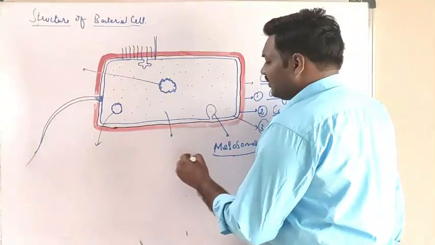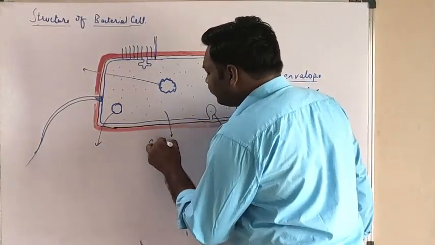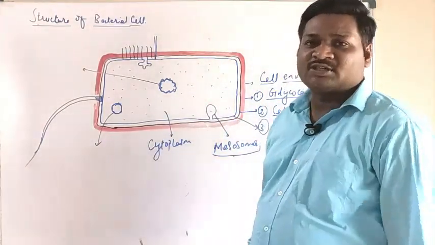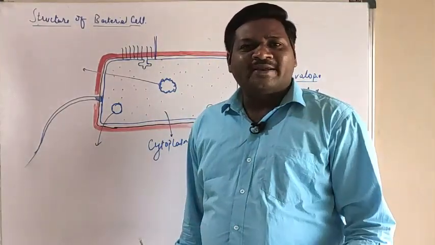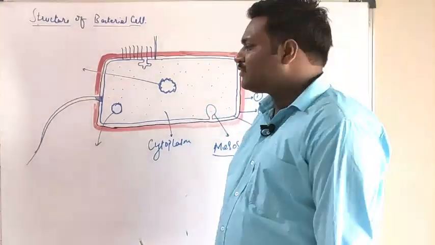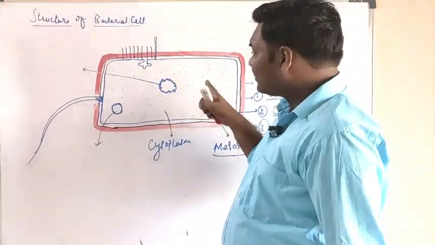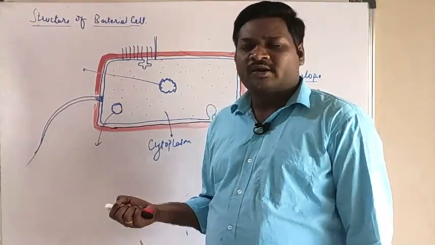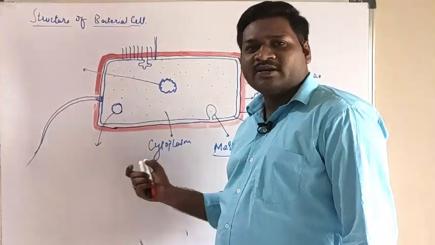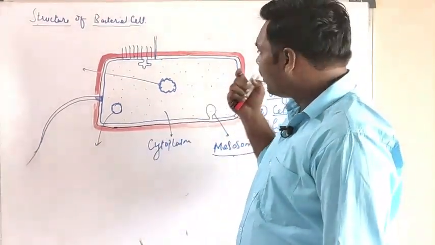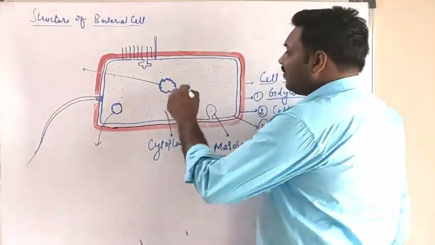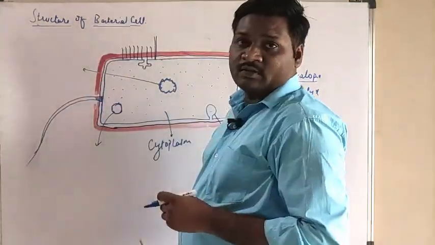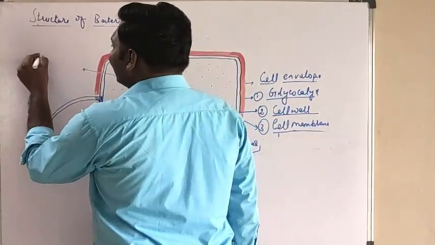Next to that, we have the cytoplasm. Cytoplasm is the site for occurrence of various biochemical reactions, like aerobic respiration and anaerobic respiration, which take place within the cytoplasm. Cytoplasm consists of various proteins, enzymes, hormones, which are responsible for regulation of the biochemical activities within the bacterial cell. Then we have the single stranded, naked DNA.